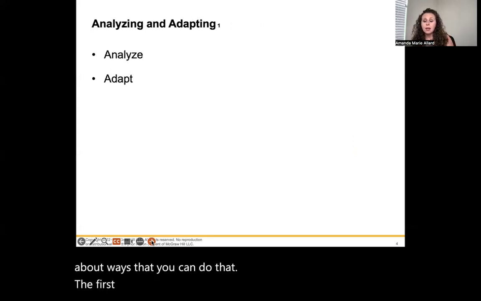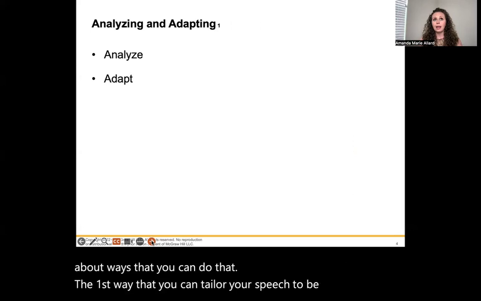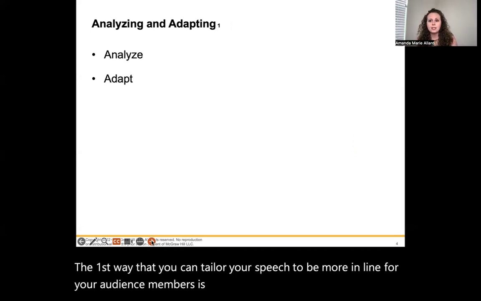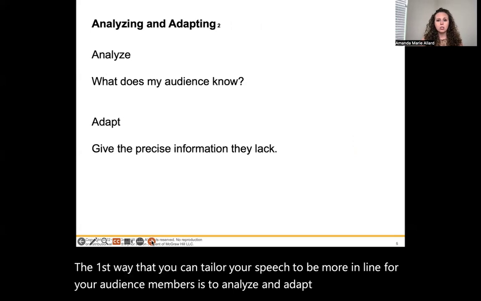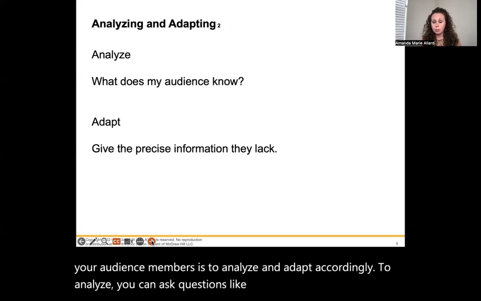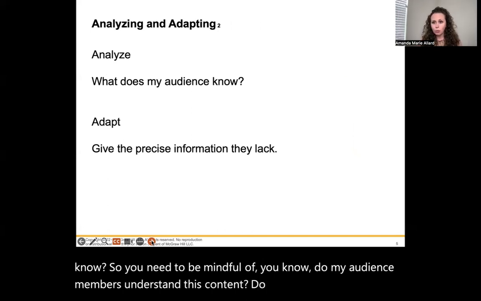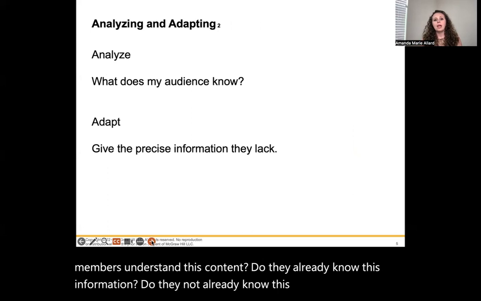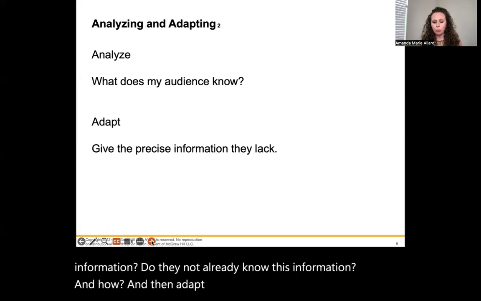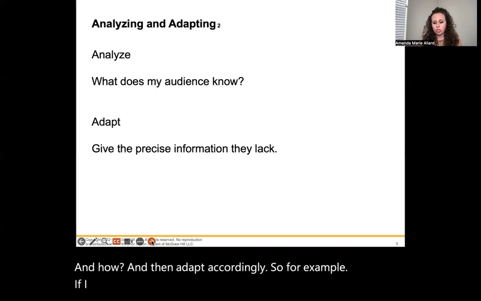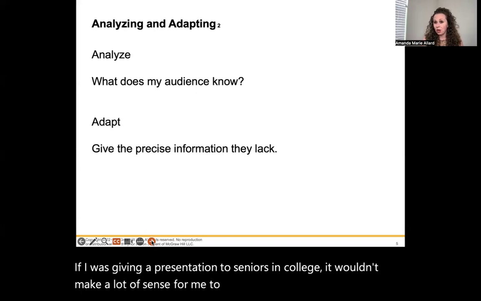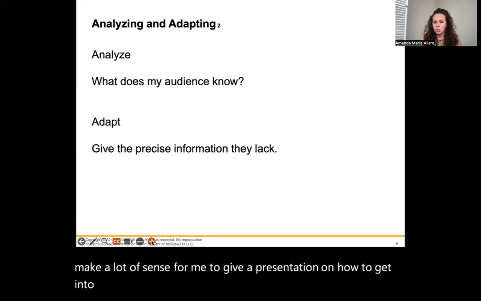The first way that you can tailor your speech to be more in line for your audience members is to analyze and adapt accordingly. To analyze, you can ask questions like, what do my audience members know? So you need to be mindful of, do my audience members understand this content? Do they already know this information? Do they not already know this information? And then adapt accordingly. So for example, if I was giving a presentation to seniors in college, it wouldn't make a lot of sense for me to give a presentation on how to get into college because they're about to get out. So it's important to assess your audience members.